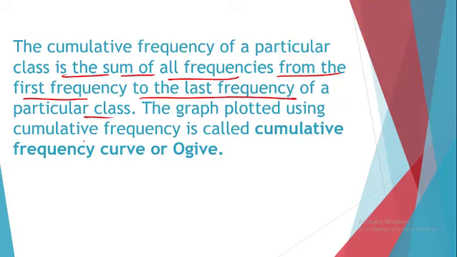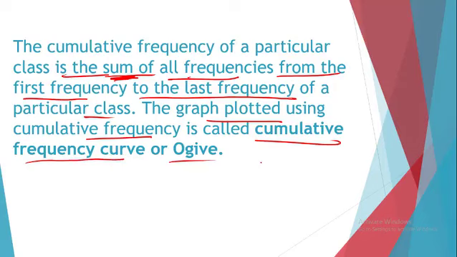I said it is what? The sum of all the frequencies. Mark the word sum, of all the frequencies from the first to the last frequency of a particular class. The graph plotted using cumulative frequency is then what we call what? Cumulative frequency curve, or OGIF. So quickly we will take an example and look at how the OGIF looks.